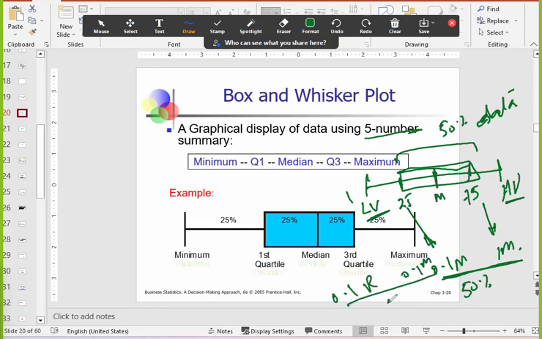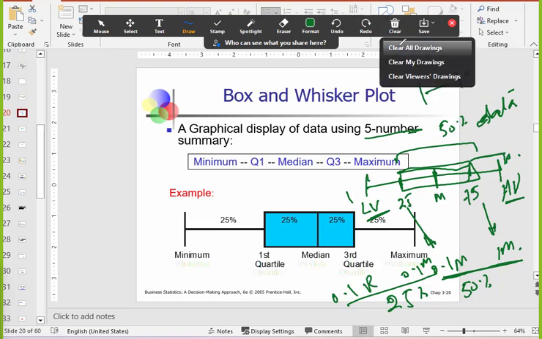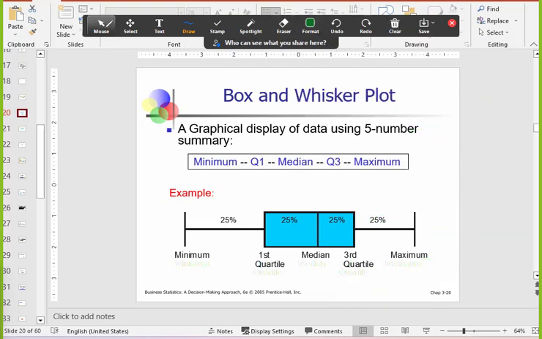And let's say this is 10 million. So you can say that from 1 million to 10 million, 25% transactions occurred. So this way you can describe the frequency between different ranges of the data. So this can be done using a box and whisker plot. And in the next slide, we will see more examples. So this is the box.